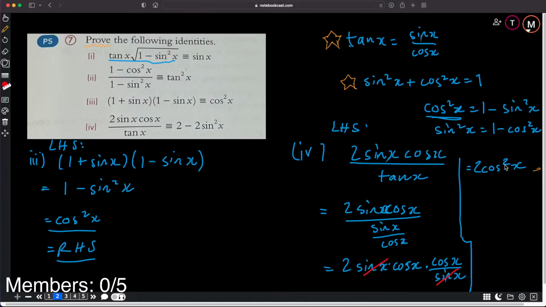And remember the identity for cosine squared x. That is 2 times 1 take sine squared x. Hopefully that's still showing on the screen. It should be. And if you expand those brackets, you get 2 take 2 sine squared x. Which is the right-hand side.